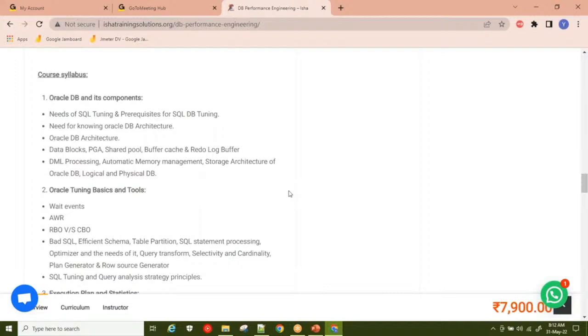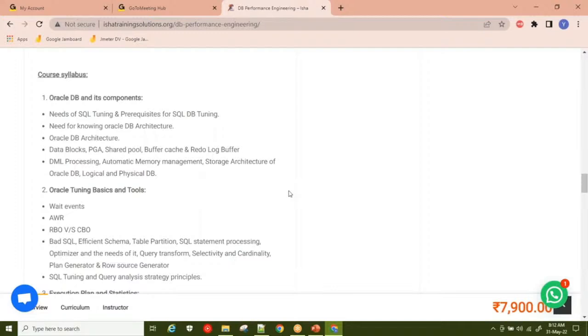And not only how to tune the queries, we will also learn how to tune the database, because that is also very important. Generally the dev team, whoever is handling the SQL or query part, will be optimizing with respect to the query, but with respect to the infra, the database server, the tuning of that database doesn't happen. So that is also very important.